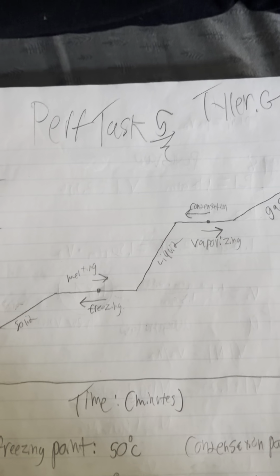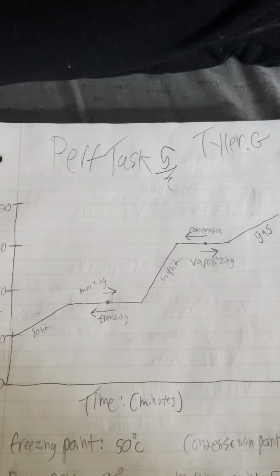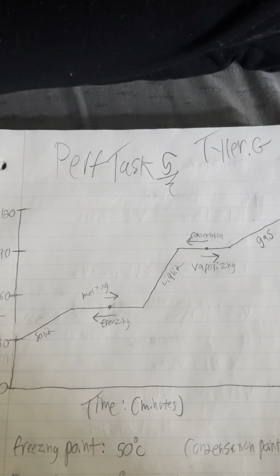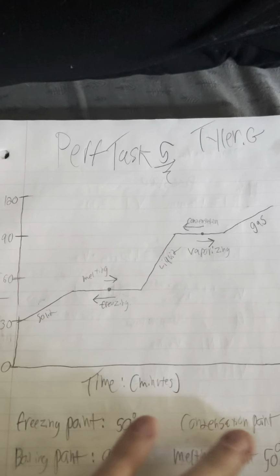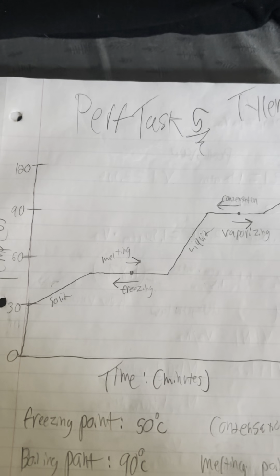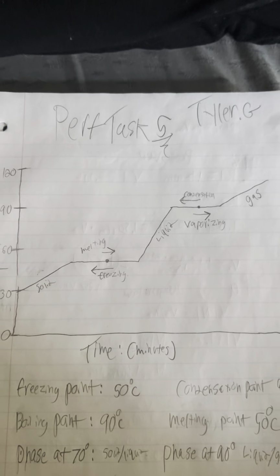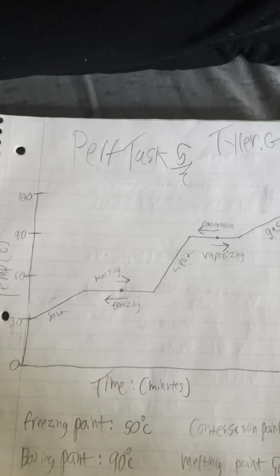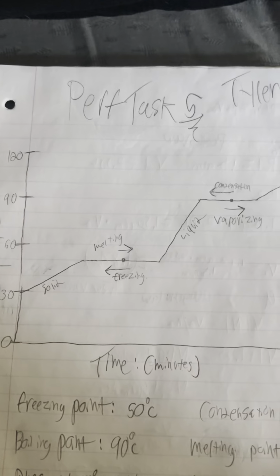All right, this is performance task number 5. This is based off of a mystery substance displayed on a heating curve. I just copied it down here, but ignore all these words for now. We're going to be answering some questions just based on this little heating curve. First question is, what's the melting point?